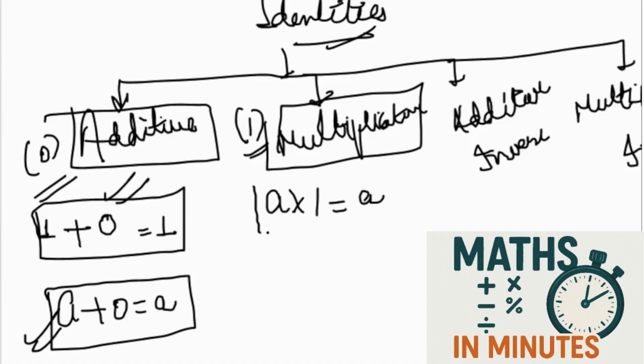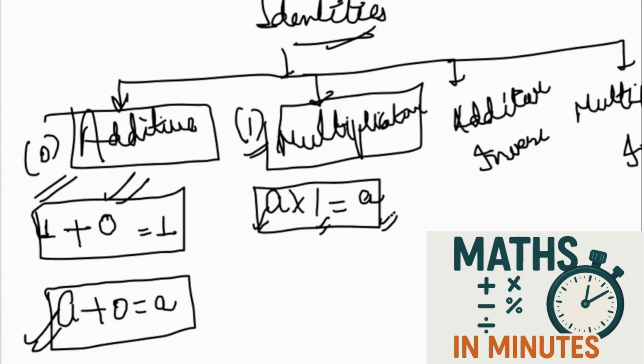For example, 4 multiplied by 1 is 4, 3 multiplied by 1 is 3, 18 multiplied by 1 is 18. That means whenever a number is multiplied by 1, we will get the same number. This is multiplicative identity, right?